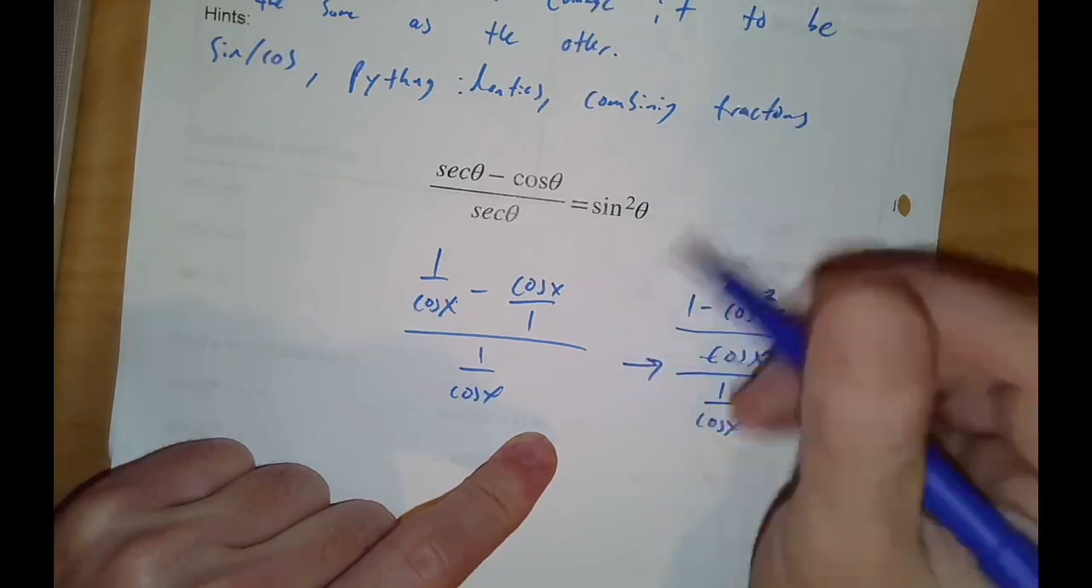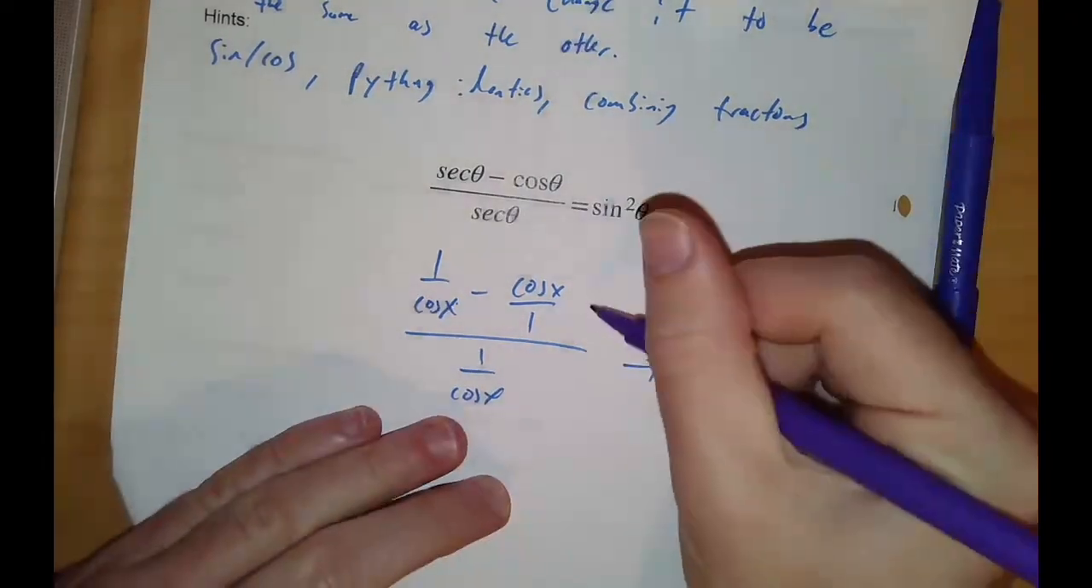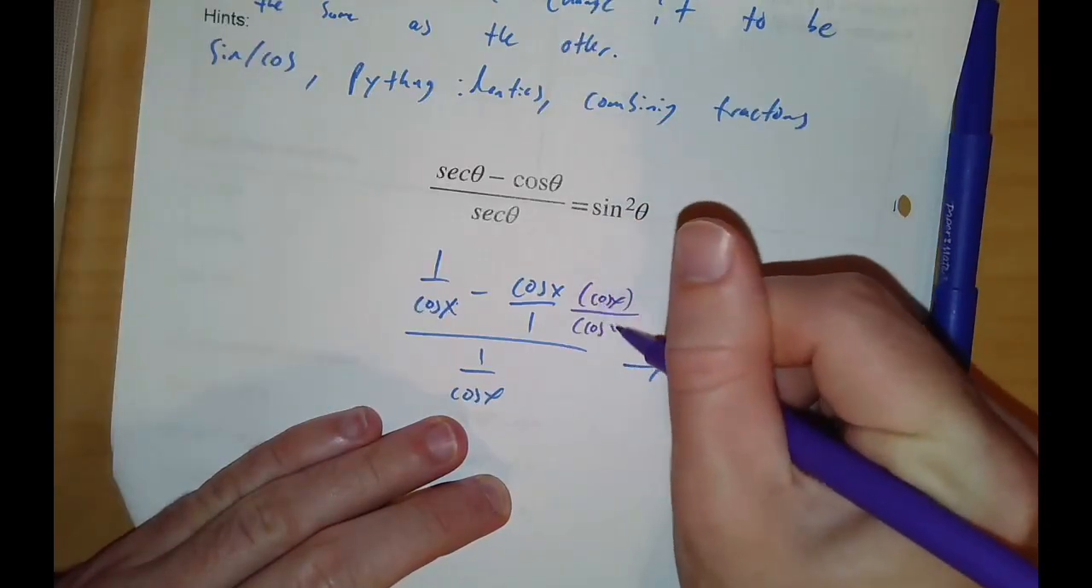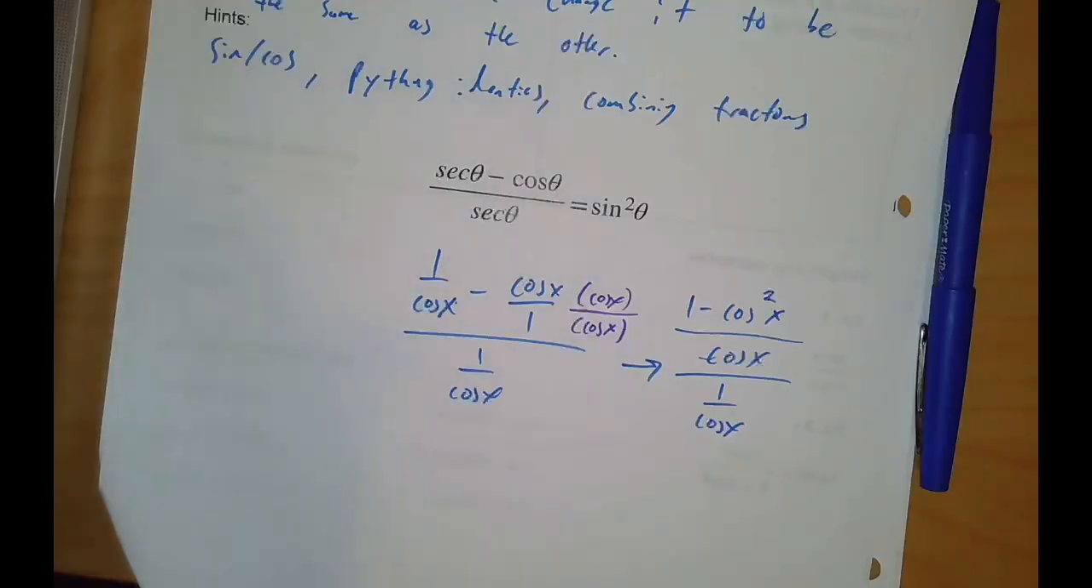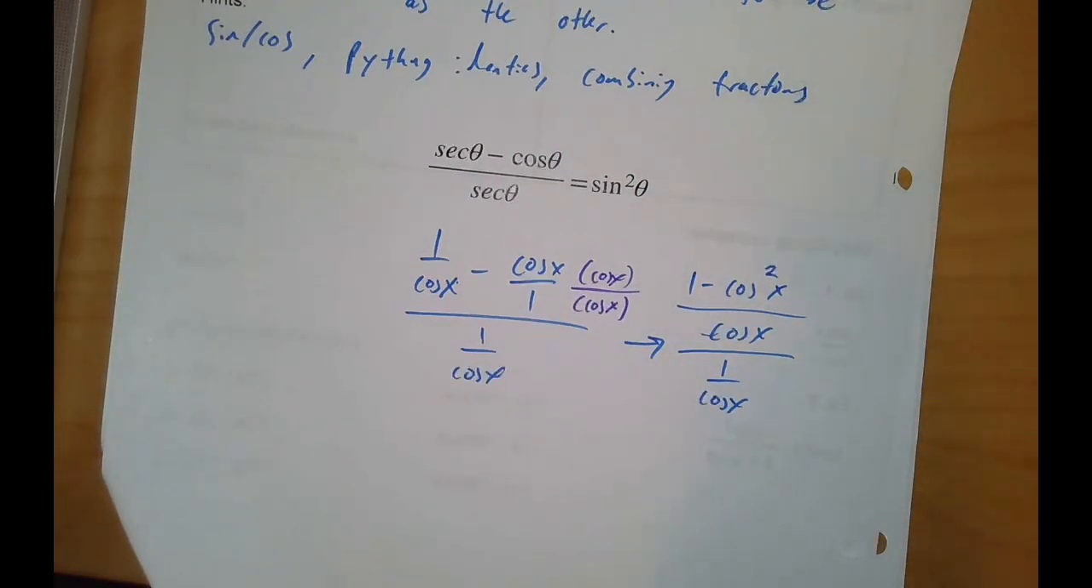Again, here I'm going to use these colors. I multiplied this one by cosine x over cosine x, so they became the same denominator. Now I'm going to keep change flip.